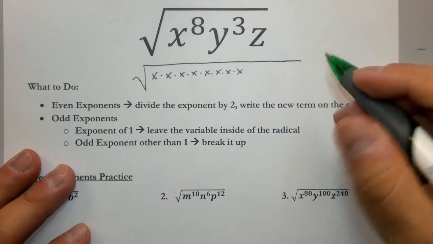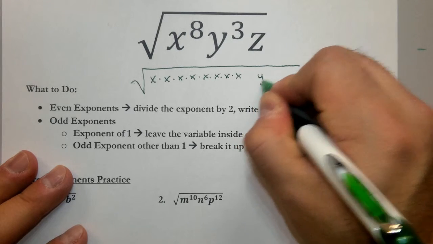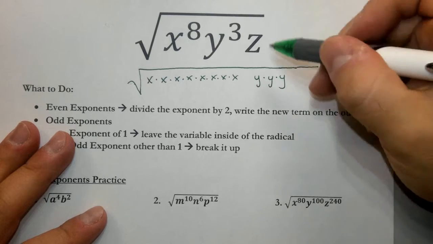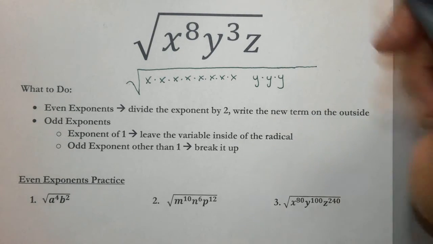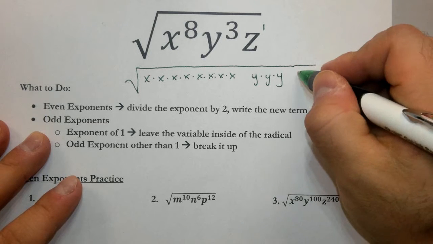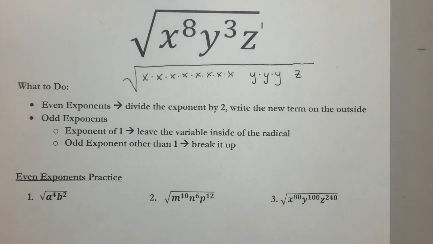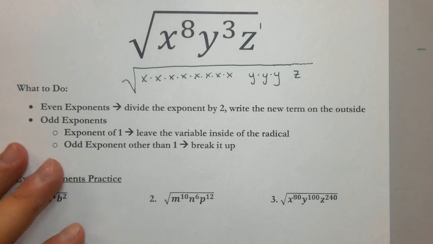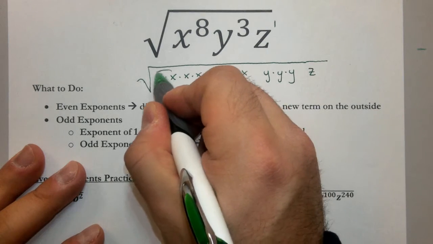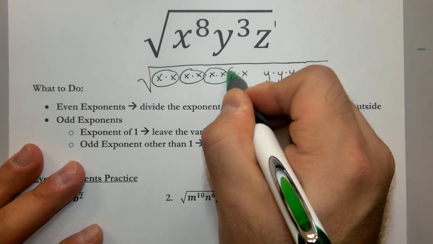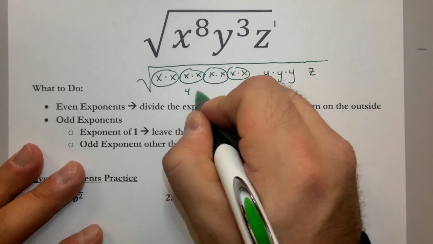I'm going to do the same thing with the y's as well. Y, and then z. Now z doesn't have an exponent that you can see, but it's technically 1. So if you would like to write that in there, you can. And I have 1z. Now the way you do this is you basically try to pair up these variables in groups of 2. So there's 1, 2, 3, 4 groups. So there's 4 groups.